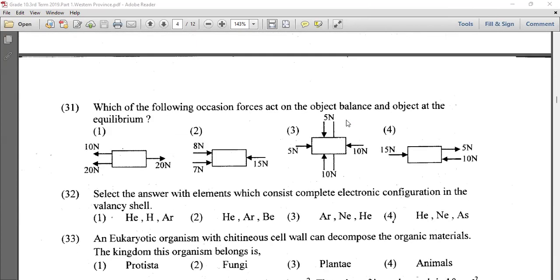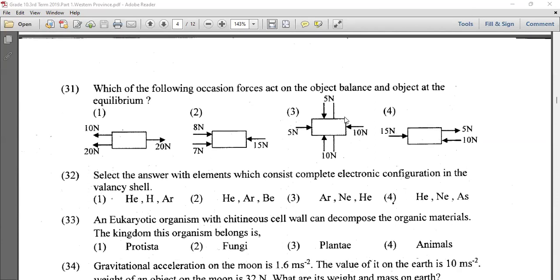In which of the following occasions are the forces acting on the object balanced, so that the object is at equilibrium? Simple, right? So let's go for the answer. In this case, 30 Newtons acting on this side, 20 Newtons acting on this side. As a result, the object is not at equilibrium, right? Here 15 Newtons force is acting on this side and 15 Newtons force is acting in the opposite direction, and the resultant would be 0 Newtons. Object is at equilibrium. Okay.